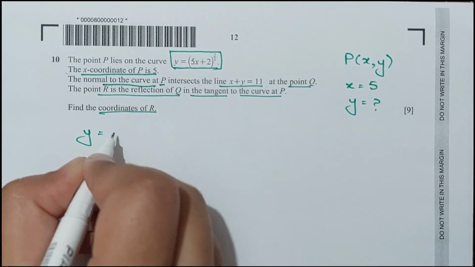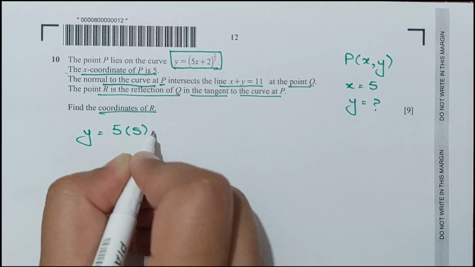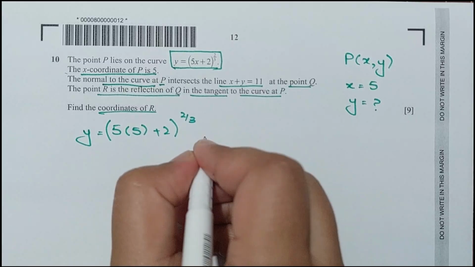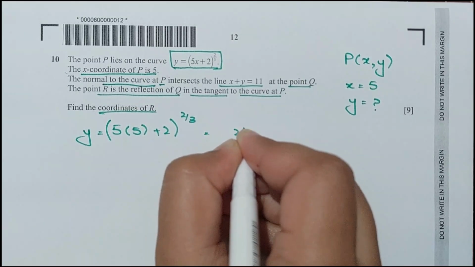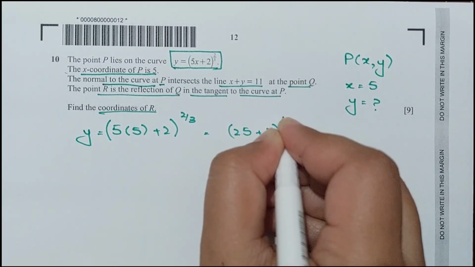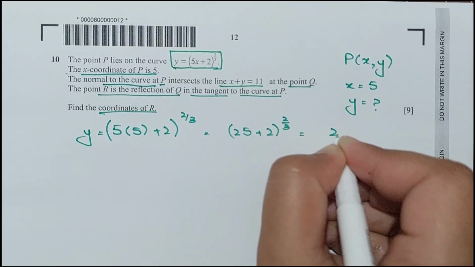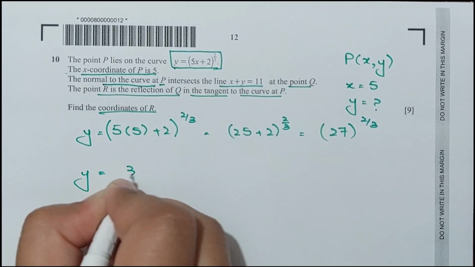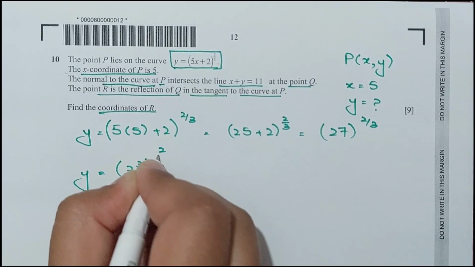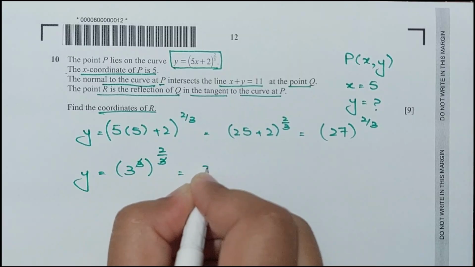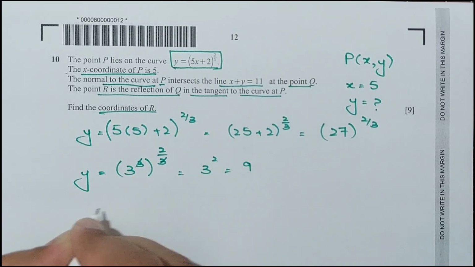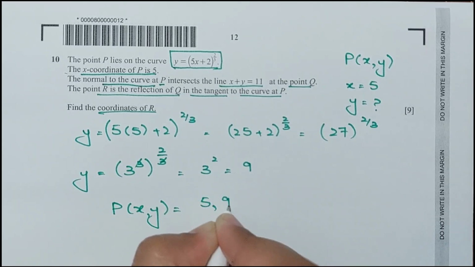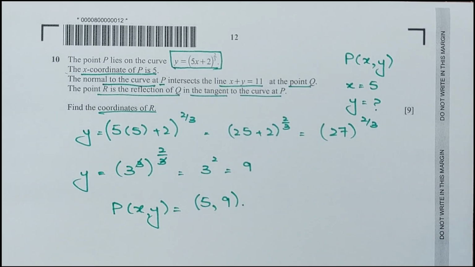The y value is 5 into x, which is 5, plus 2, and its whole power is 2 by 3. Keep in mind, calculator is not allowed. 5 times 5 is 25. 25 plus 2 is 27 to the power 2 by 3. And 27, we can write as 3 cube, to the power 2 by 3. So this 3 cancels out with 3. So 3 to the power 2 is equals to 9. So point P has coordinates x, y. The x coordinate is 5 and the y coordinate is 9. Okay, so we have done the first step.